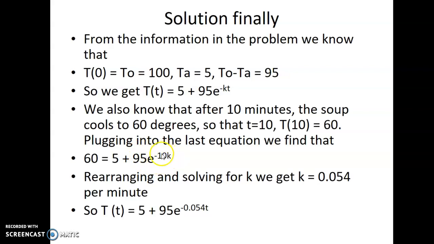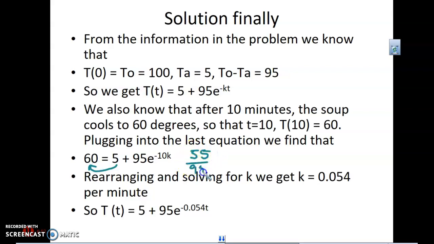And by the way, this time really can be any unit you want it to be, just keep track of it. So if that's minutes, great. If it's seconds, great. Just make sure you realize then the k would be 1 over that time. Now, make sure that you can plug this into your calculator and solve for k. What's going to happen here is you are going to take 5, subtract it over there, you get 55. You're going to divide by 95.